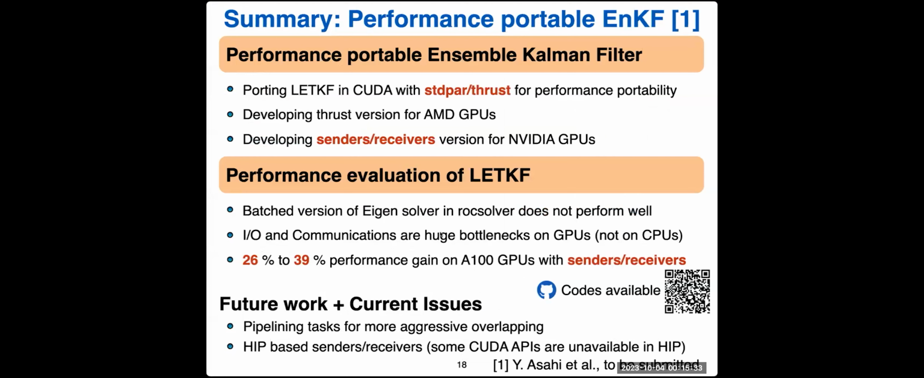Let me summarize today's talk. We have developed a performance portable version of the ensemble Kalman filter with std_par, thrust, and senders and receivers. Secondly, we measured the performance. We found that the batched version of the eigenvalue solver does not perform well. And thanks to the concurrency with senders and receivers, we got roughly 30% performance gain on A100 GPUs. The future work includes pipelining tasks for more aggressive overlapping, and heap-based senders and receivers could be very appealing. The codes are available on GitHub. Please check them out if you're interested. Thank you for listening.